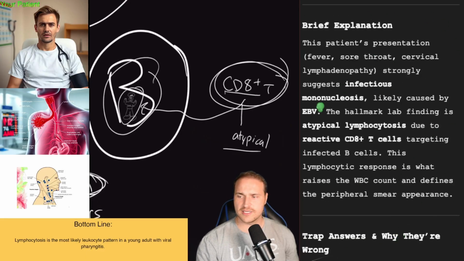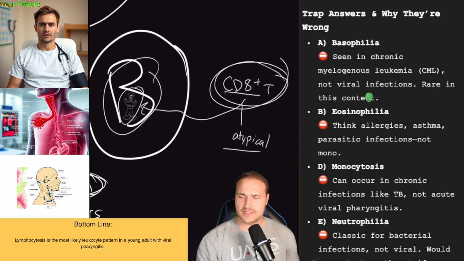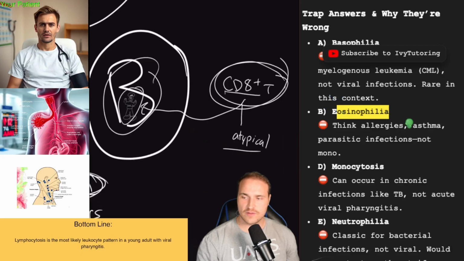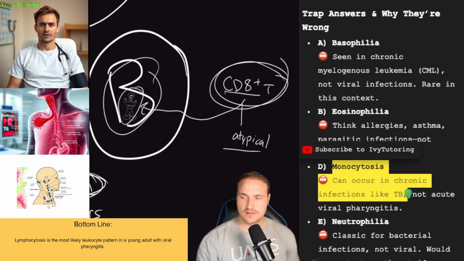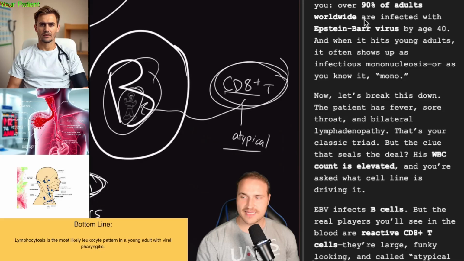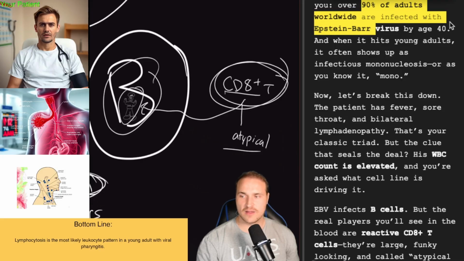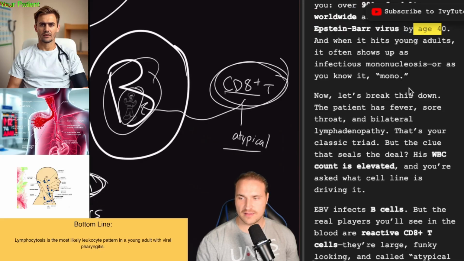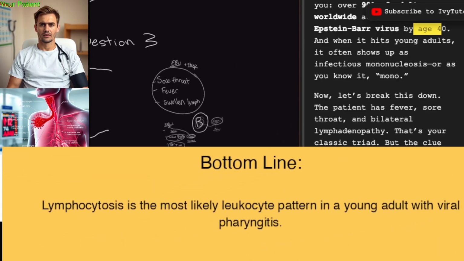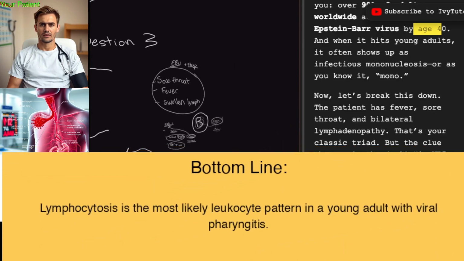All right, so there's the explanation, kind of basically what we said here. The trap answers why they're wrong. Basophilia would be myelogenous leukemia. Eosinophilia would be allergies. Monocytosis would be for TB. And the interesting thing is 90% of adults worldwide are infected with Epstein-Barr virus by age 40. Everybody's just out there kissing each other. Cool beans? Bottom line, lymphocytosis is the most likely leukocyte pattern in a young adult with viral pharyngitis.